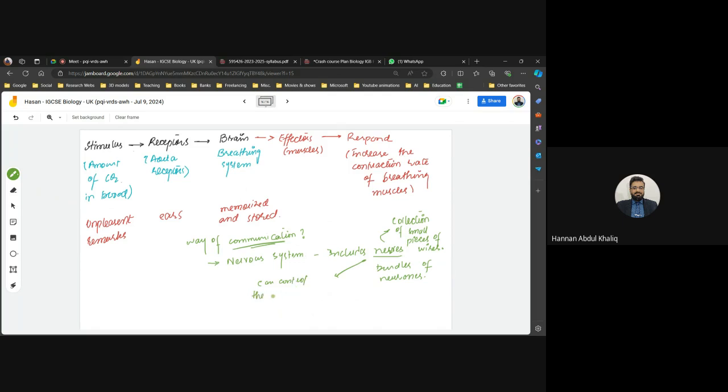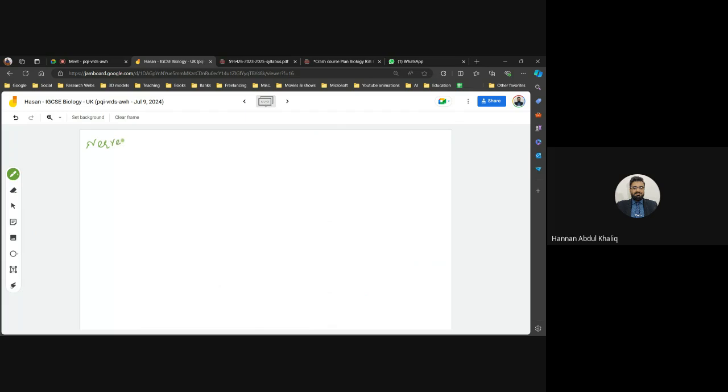the communication because their structure is ideal to run a wave of electrochemical changes. Let me repeat. Nerves can control the communication because their structure is ideal to run a wave of electrochemical changes. The wave of electrochemical changes, in other words, is called, I'm sorry, nerve impulse.